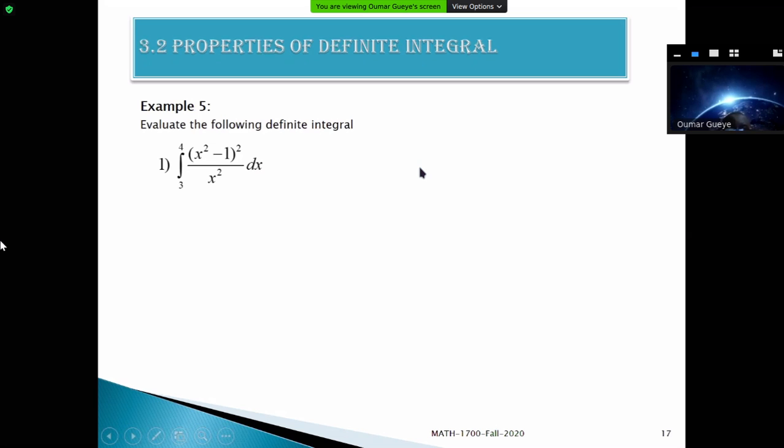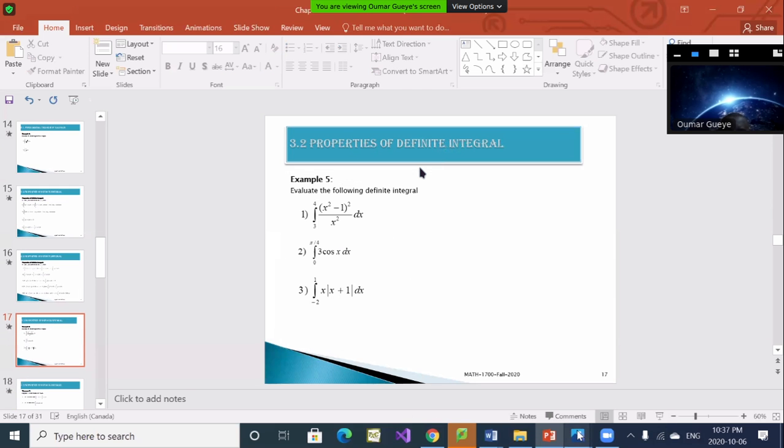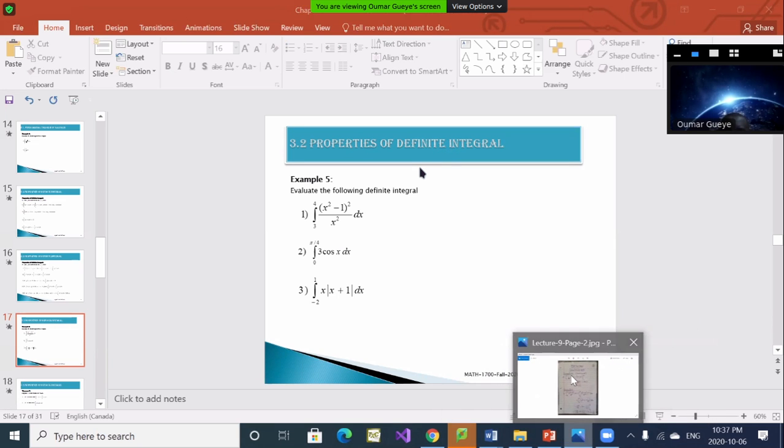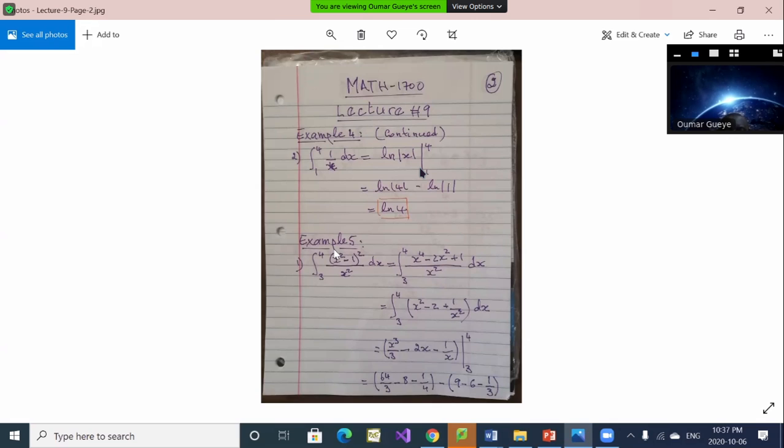Okay. So next I'm going to do some examples, in order to apply the properties that we've seen so far. So I'm going to do example number 5. For example number 5, we're integrating here from 3 to 4. And the numerator is x squared minus 1, all squared. And the denominator is x squared.